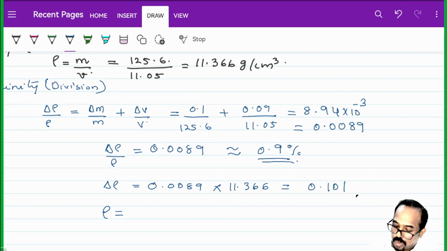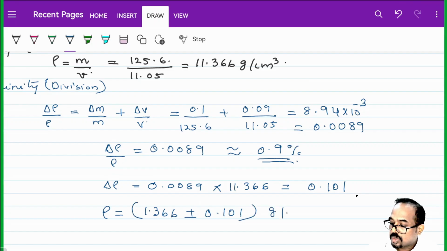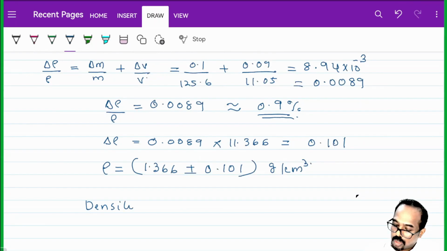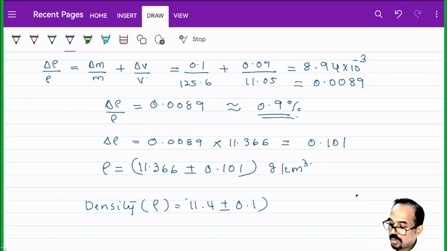So how can you represent density now? Density is equal to the average value you have calculated, 11.366, plus or minus 0.101 gram per centimeter cube. Density rho. Round it off and write it in a suitable significant figure: 11.4 plus or minus 0.1 gram per centimeter cube. This is the answer.